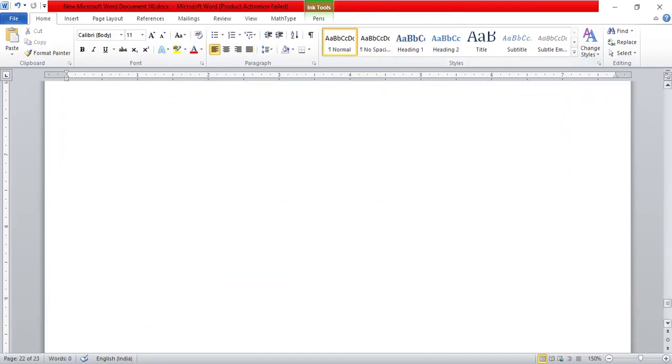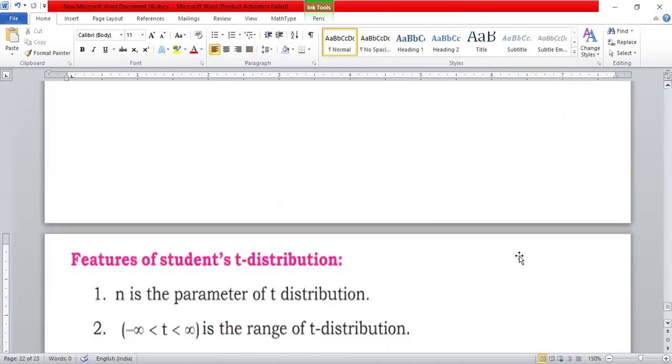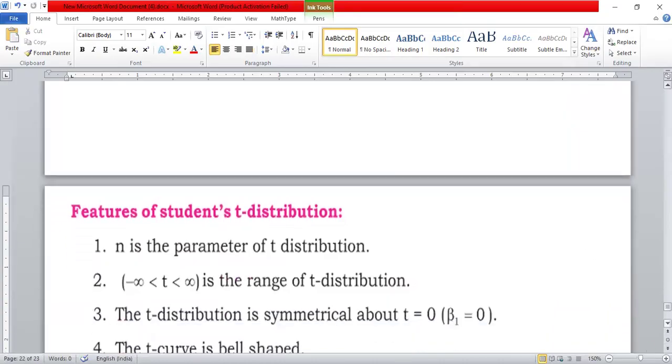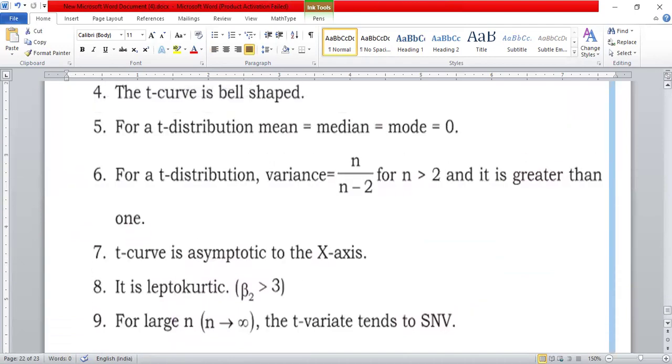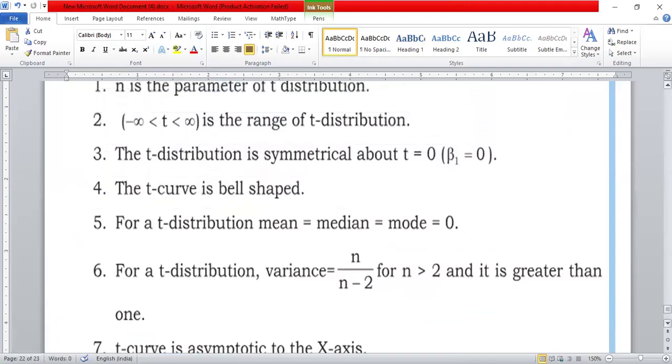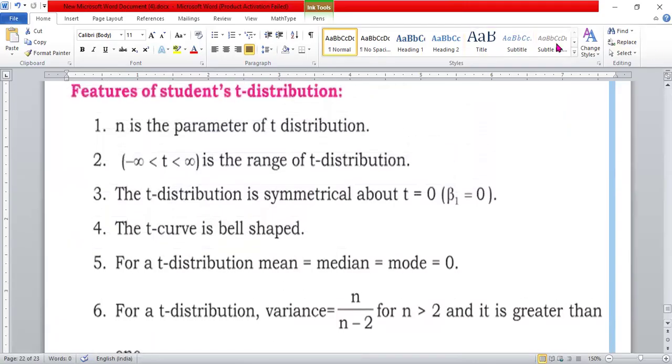Similarly, the last distribution is called the Student-t distribution. Yes, this is very important. The features, or properties, of the Student-t distribution: first one, here also the same, n is the parameter of the Student-t distribution. Similarly, second one, minus infinity is less than t, less than infinity. The range of the t distribution is minus infinity to infinity.